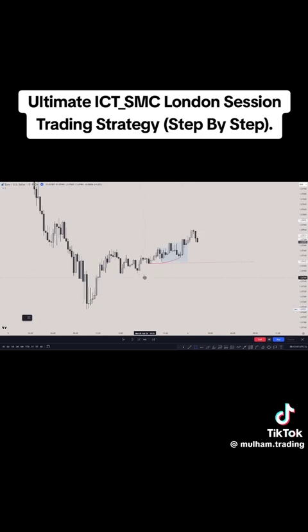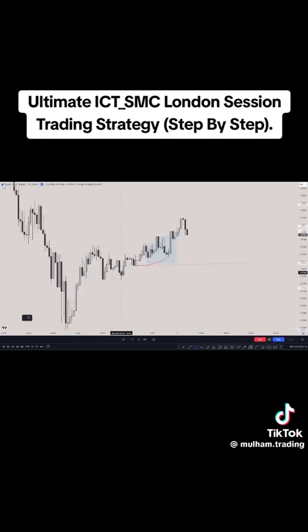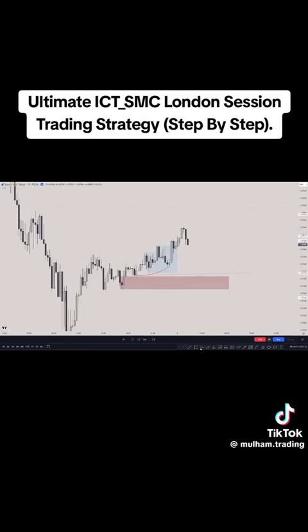But we're going to be marking all of the POIs that we have on both sides. Now, for the longs, we have this point of interest, right? This fair value gap and this order block. So we could be marking this one. And on the upside, what we're having is nothing here. See, we have nothing, maybe this order block, but we have an unfilled part of a fair value gap.